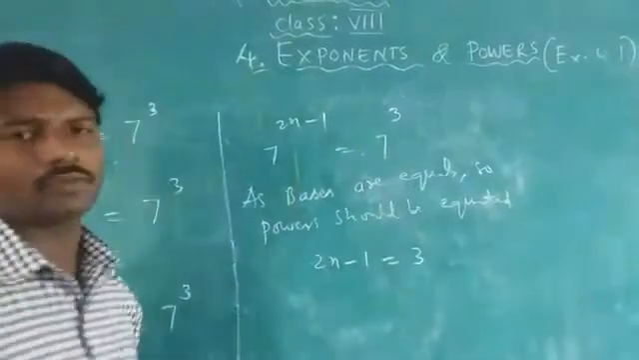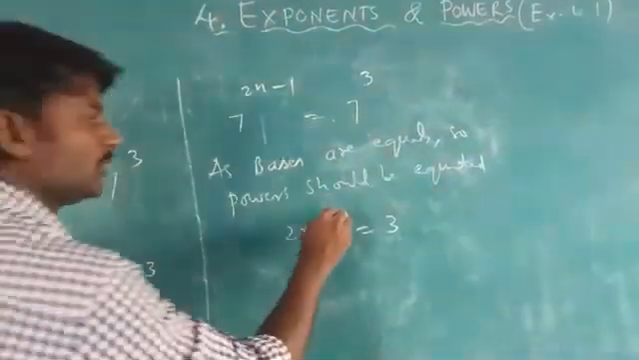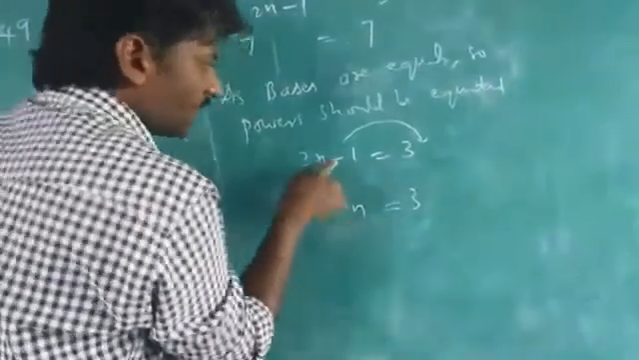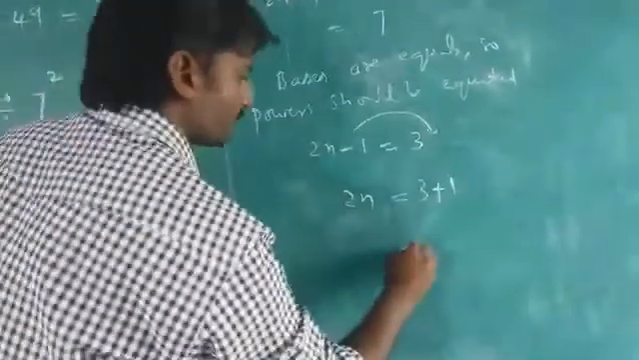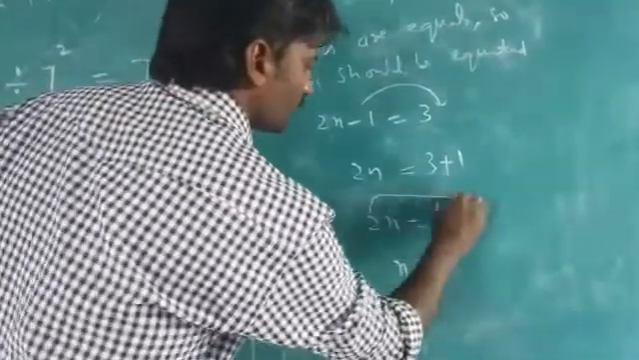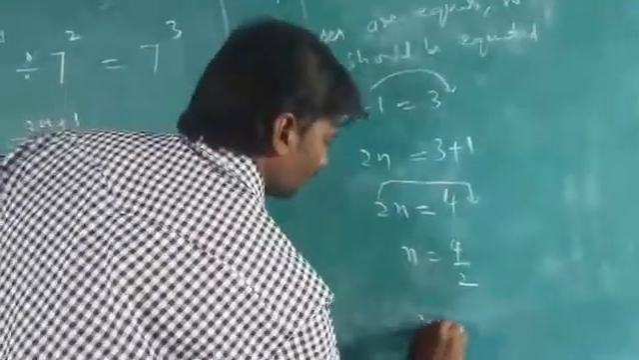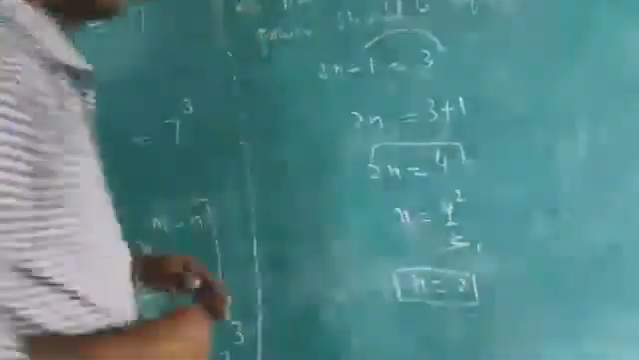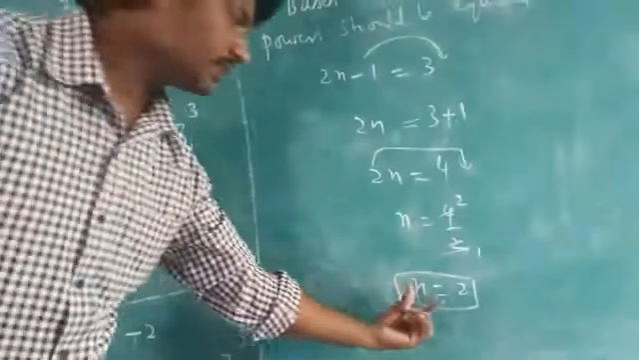This is a linear equation, we can solve it easily. Transpose 1 to the right hand side: 2n as it is, 3 as it is, and transposing minus 1 it becomes plus 1. 2n as it is, 3 plus 1 is 4, n is equal to 4 on 2. Therefore, n is equal to 2. Therefore, the value of n is 2.